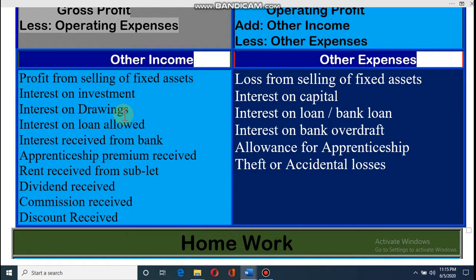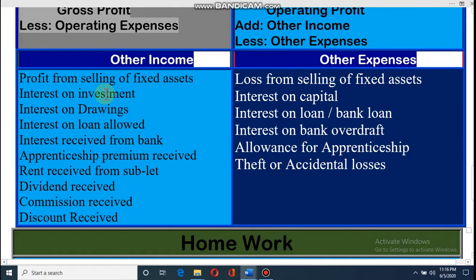That means this is not their main income, but extra income, a byproduct. We can say that they are doing some activities, from which they may earn some money, but they are not doing business for that. That's why it is called other income. Look at the other income. Profit from selling of fixed asset. That means you have a fixed asset, and if you sell that asset and earn some money, that is other income.